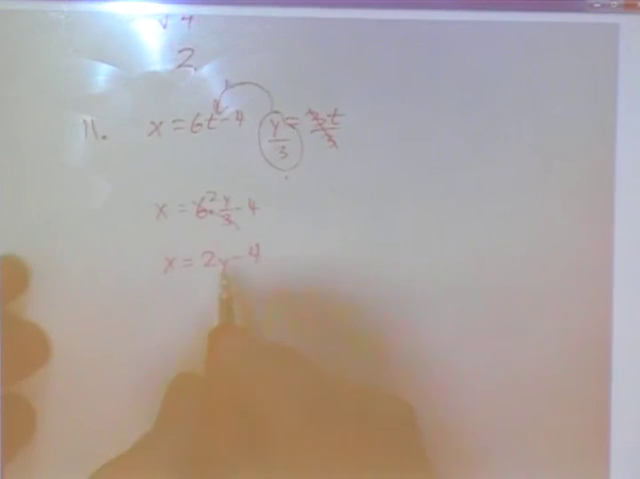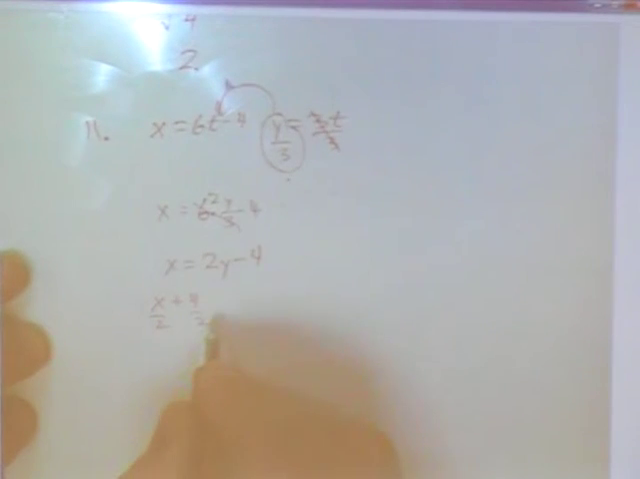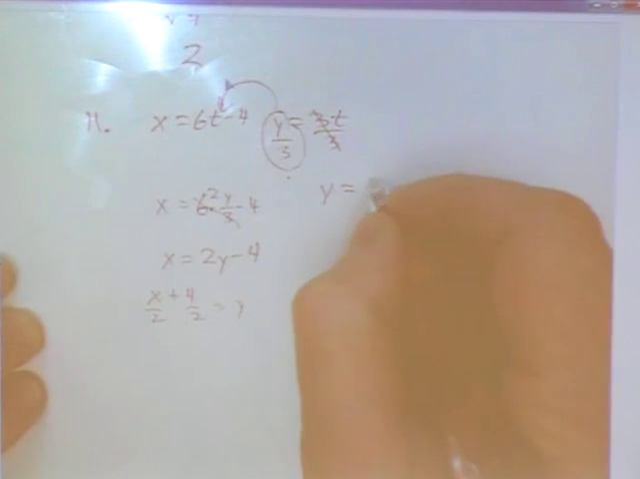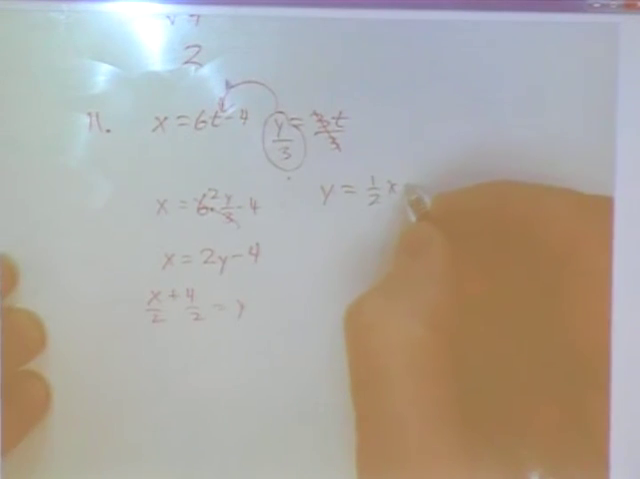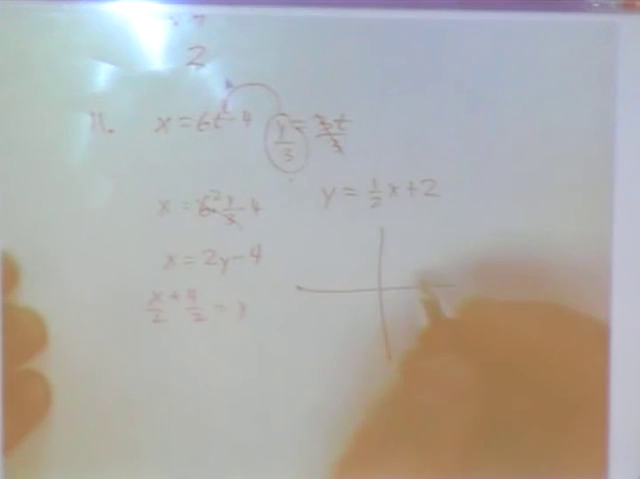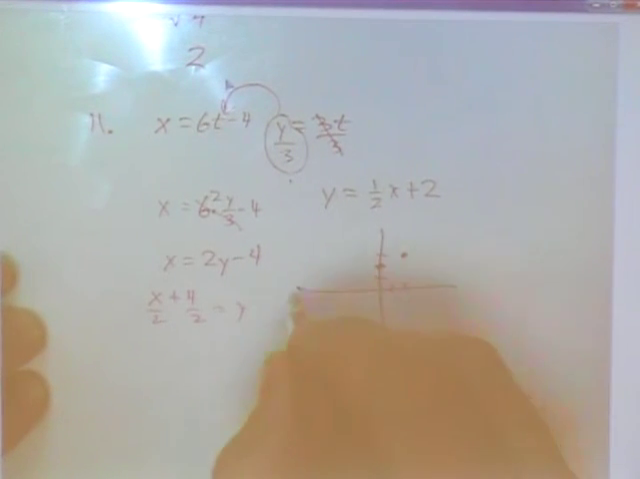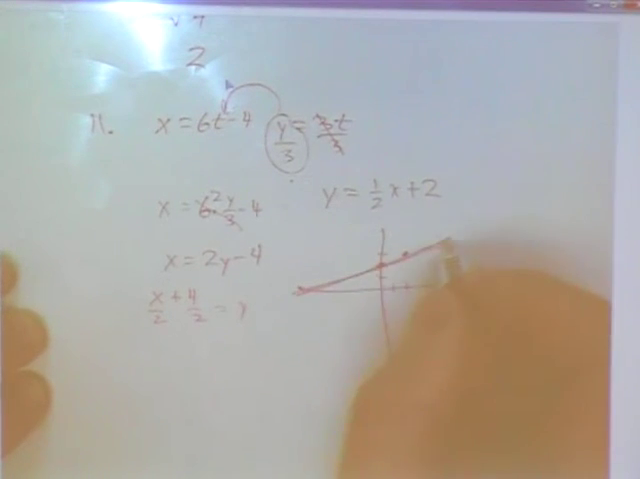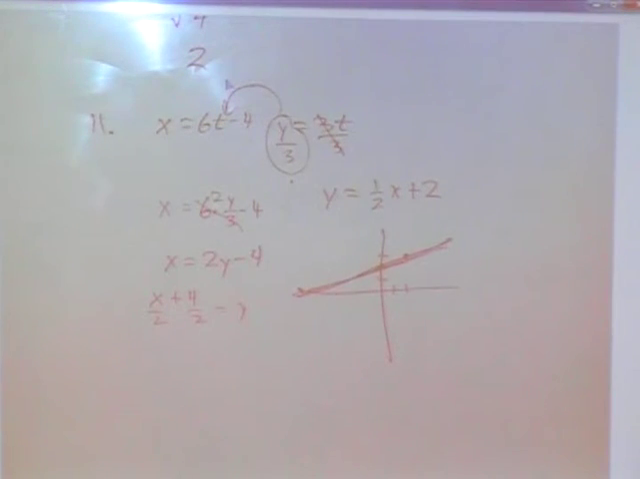Put it in slope-intercept form. I get x plus 4. Divide off the 2. So y equals 1/2 x, and 4 over 2 is just 2. Goes through the y-axis at 2, up 1 and over 2. That's all you had to do there. Any questions on that?